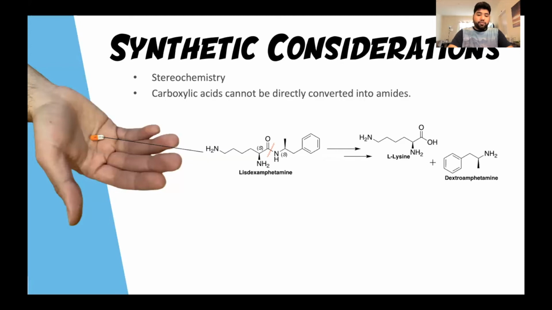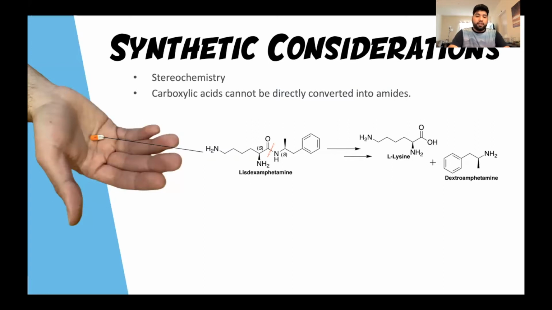Next, we have to consider that we cannot simply combine an amine with a carboxylic acid group, like we can with other carboxylic acid derivatives. And this is because that would simply result in an acid-base reaction rather than the formation of an amide. For this reason, coupling agents are often employed.